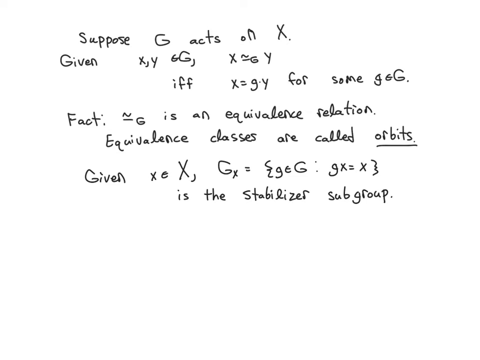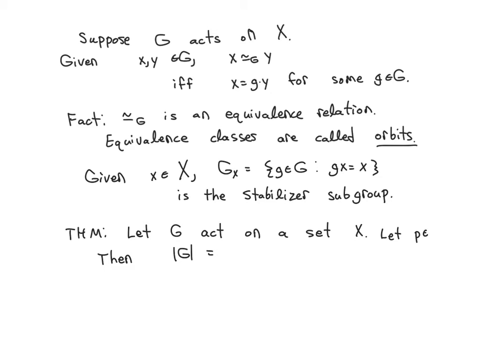Now, one of my favorite theorems involving group actions is the following. Let G act on a set, and let P be an element in X. Then the order of G is given by the size of the orbit of P, so the size of its equivalence class under this equivalence relation, times the size of its stabilizer.